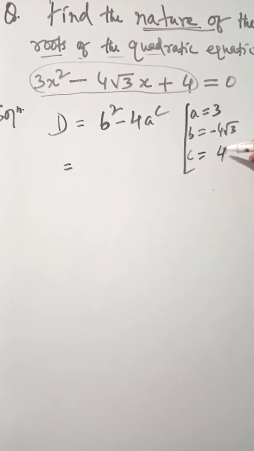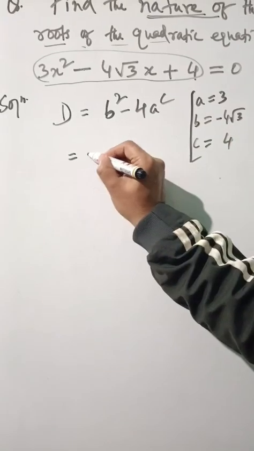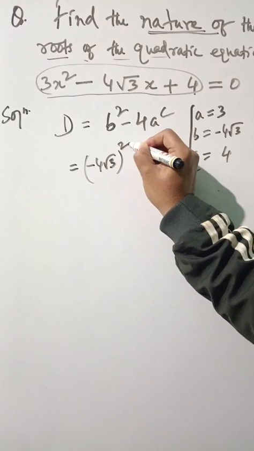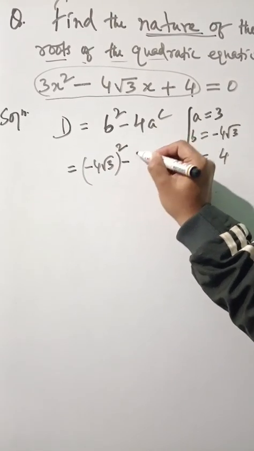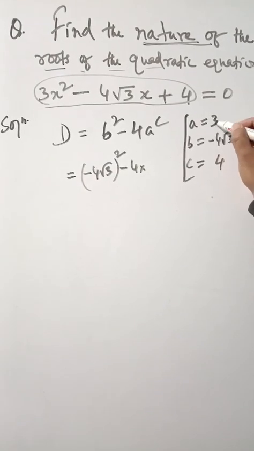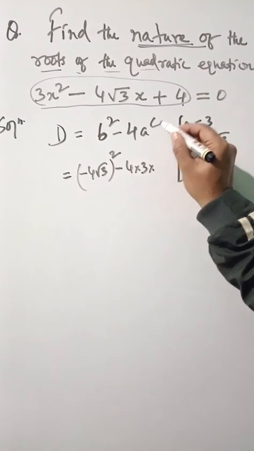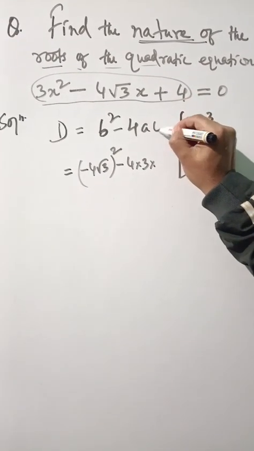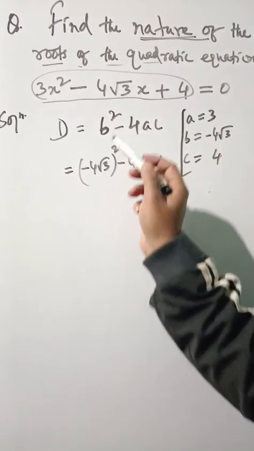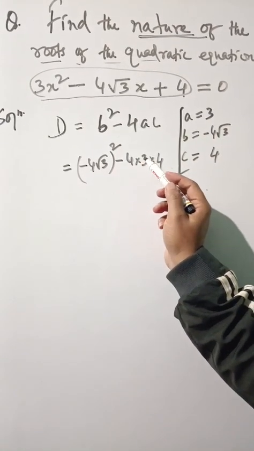So this ABC value we will substitute here. So B is minus 4 root 3, B square, so I'll put square. Minus 4 into A, A means 3, 4AC. C means 4. So b square minus 4ac.